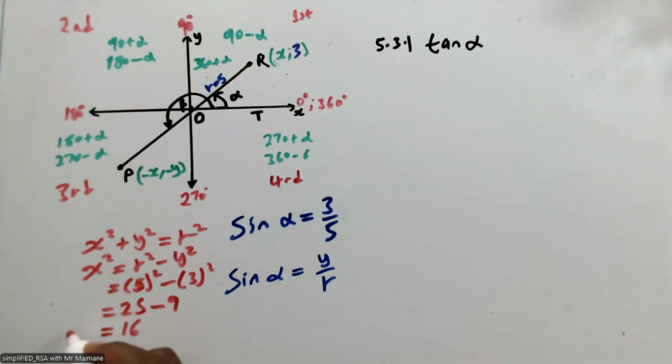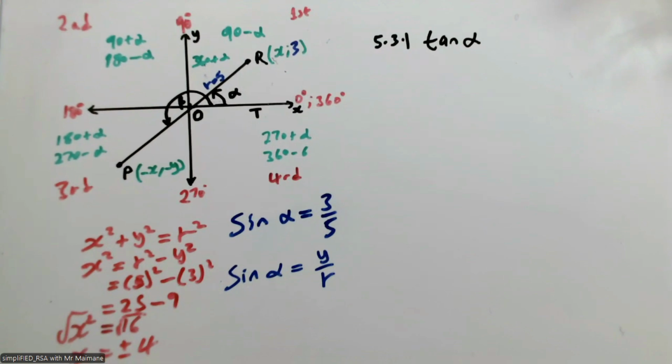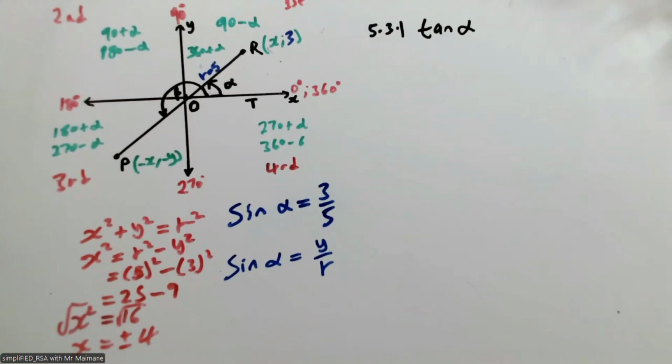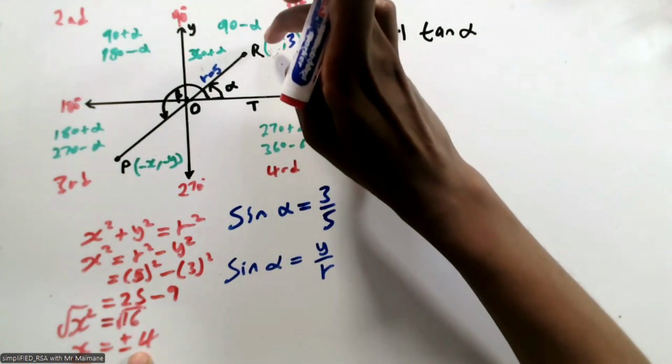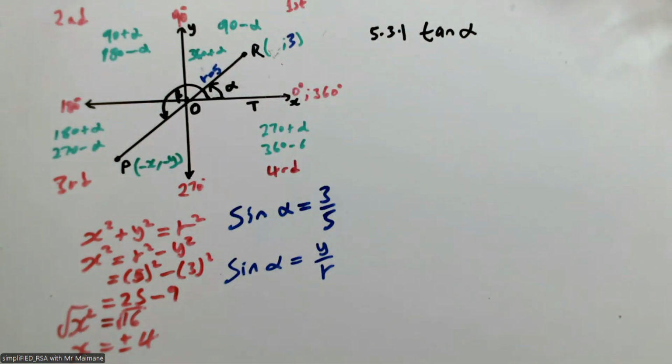But remember, this is x squared. I'm looking for x. So if I put the square root on both sides, I will have that x is equal to plus or minus 4, right? Now that I have plus or minus 4 for the value of x, how do I know if I choose the plus or the minus value for the value of x?